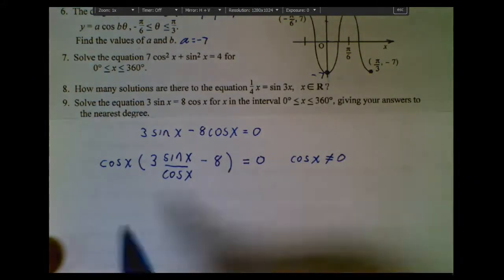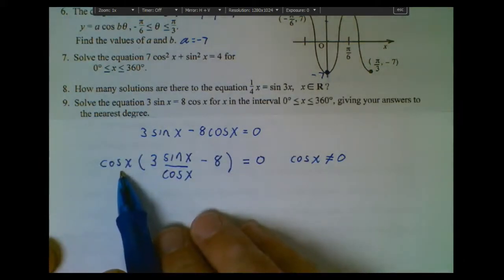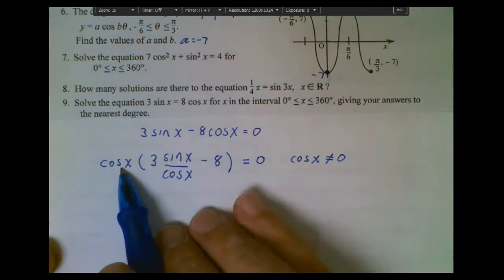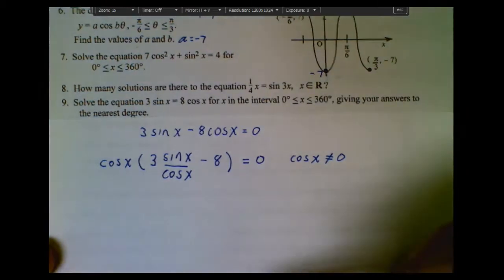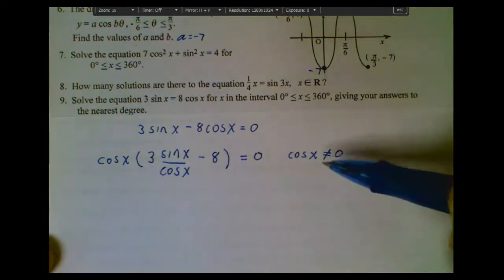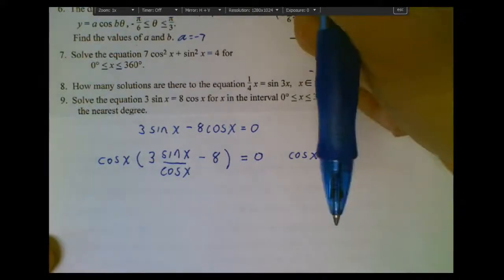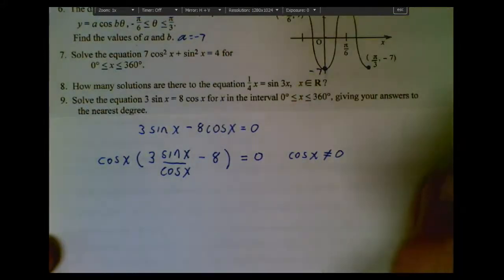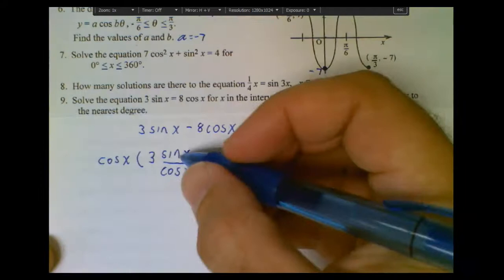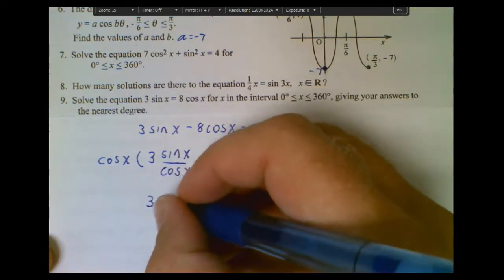So now when I go to set my factors equal to 0, typically I would have set this equal to 0 and come up with some solutions for that, because you can do that. But because of what I just did here, that's no longer an option for me. So this factor equaling 0 is no longer an option. I can only set this factor equal to 0. So I'm going to change this to sine over cosine becomes tangent of x.